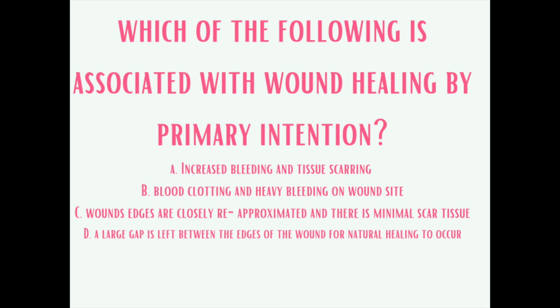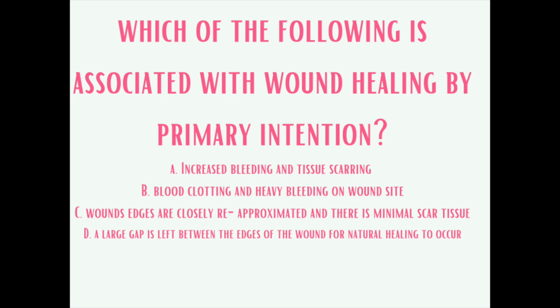Question number 7. Which of the following is associated with wound healing by primary intention? A. Increased bleeding and tissue scarring. B. Blood clotting and heavy bleeding on the wound site. C. Wound edges are closely reapproximated and there is minimal scar tissue. D. A large gap is left between the edges of the wound for natural healing to occur.